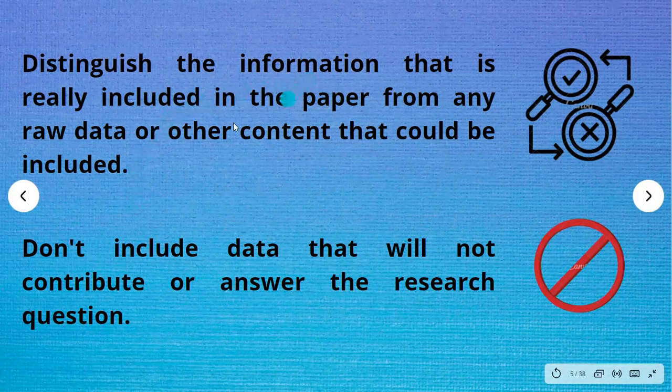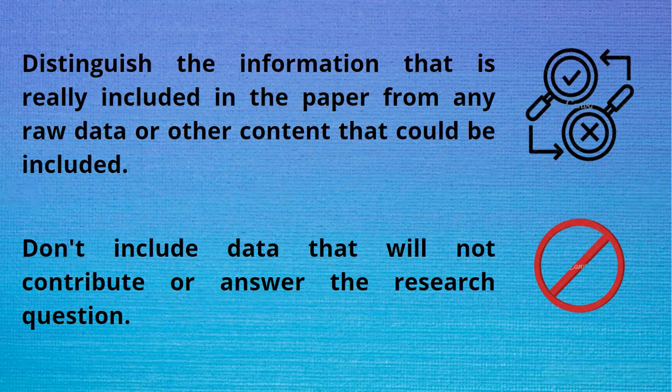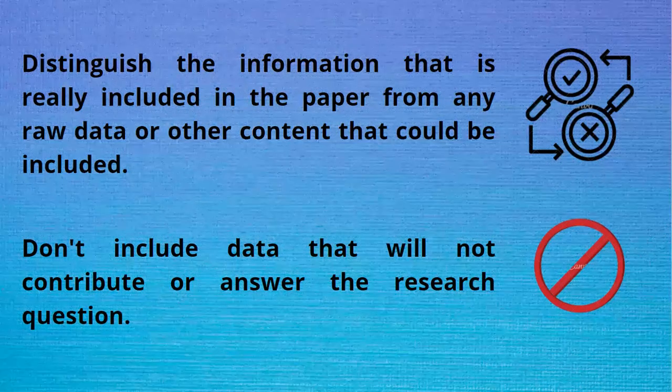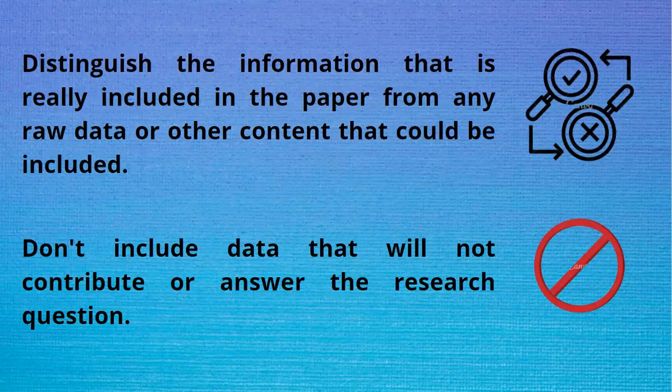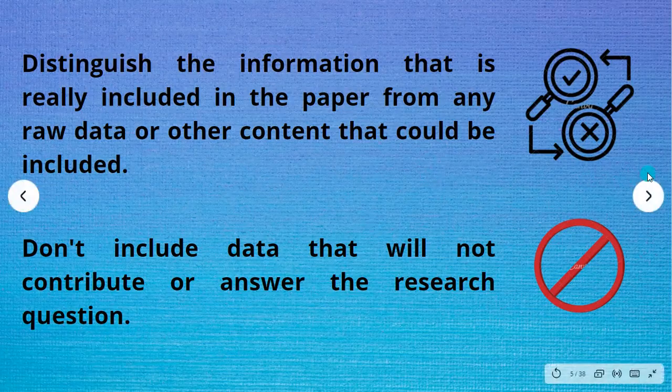Distinguish the information that is really included in the paper from any raw data or other content that could be included. And don't include data that will not contribute or answer the research question. Just like in choosing the most appropriate method to be used in data presentation, you also need to read and read your thesis. This is a way in sorting what are the data that needs to be presented that will help answer your research. Also, be reminded to only include the relevant information as we consider so many things in research writing like page length, redundancy, and so on.